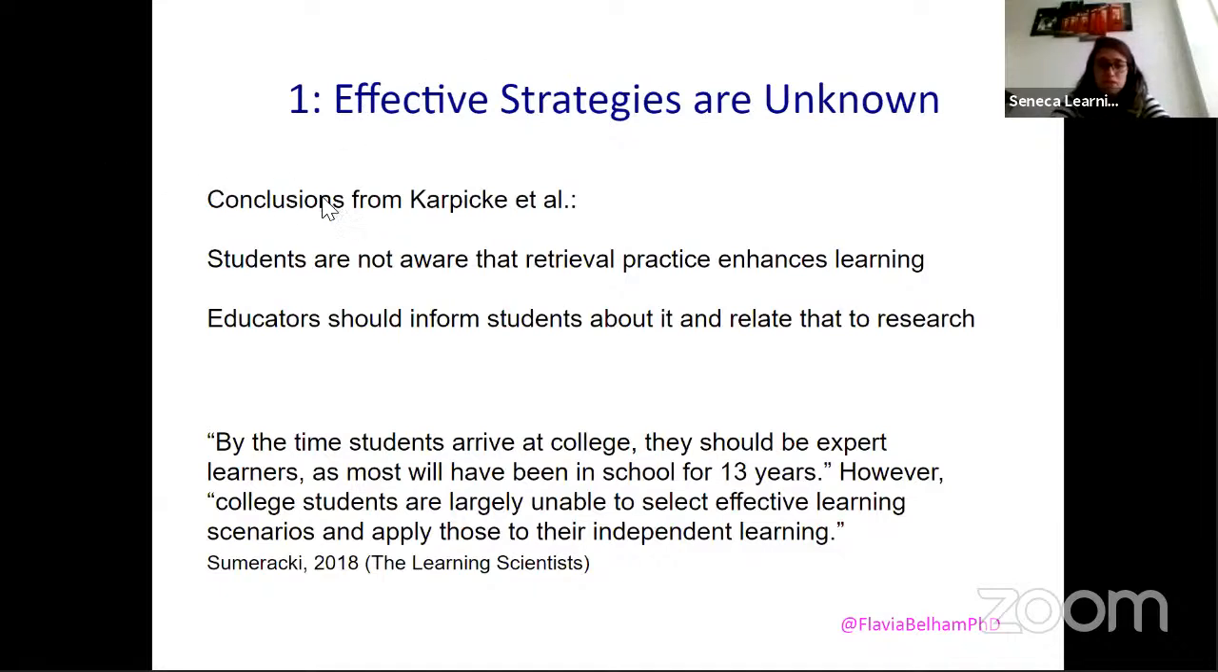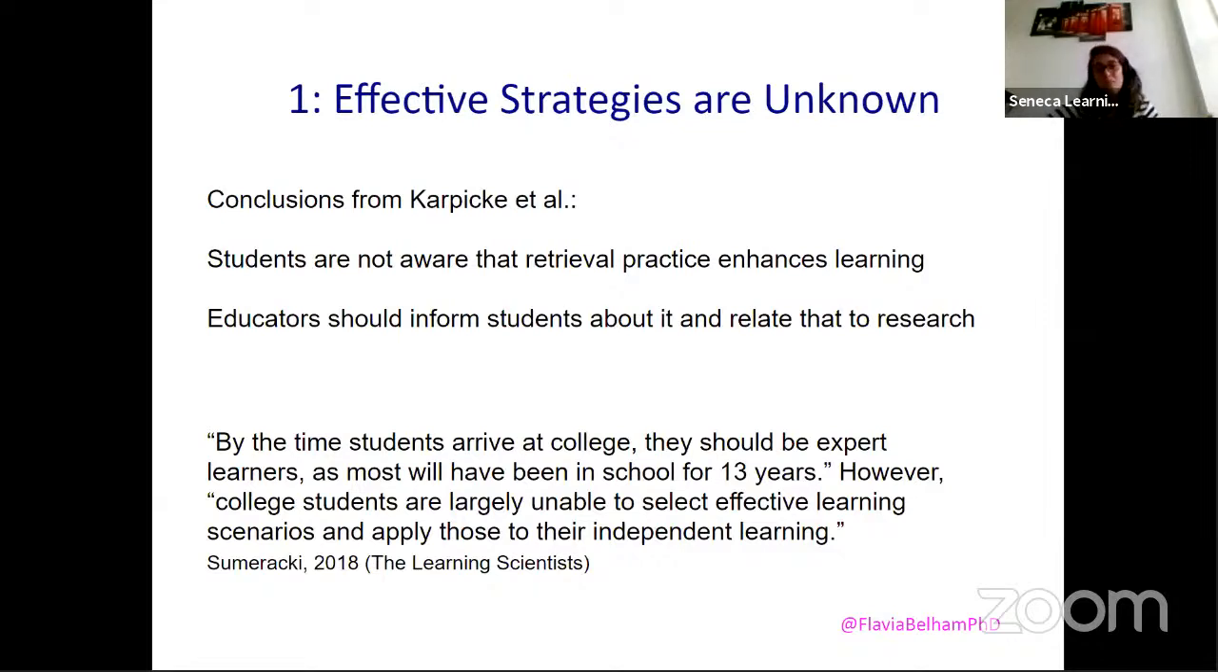One of those papers that I mentioned before, their conclusion is that students are not aware that retrieval practice enhances learning, and the educator should inform students about it and relate that to research. So just like we teach them about photosynthesis, the First World War, I don't know, how the rainbow works, we have to teach them about this. We have to tell them, this is how you study, this is the research behind it, this is why you work, this is how the brain works, so that they really understand what they have to do.